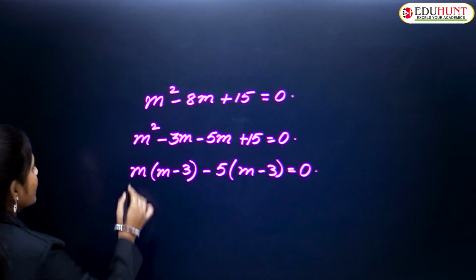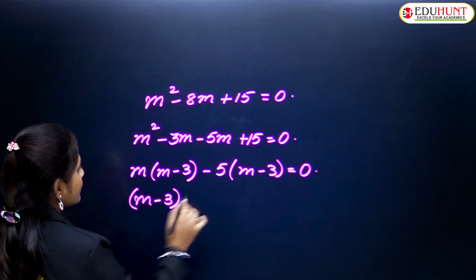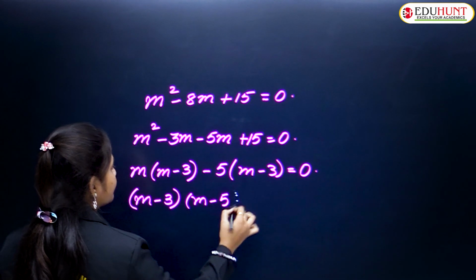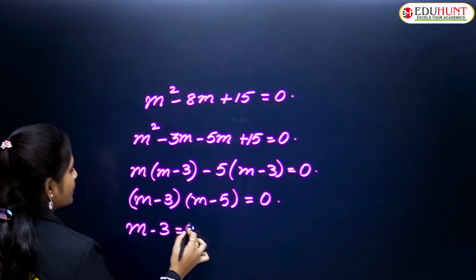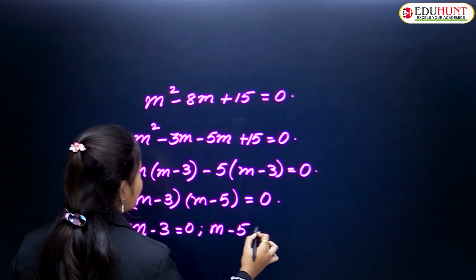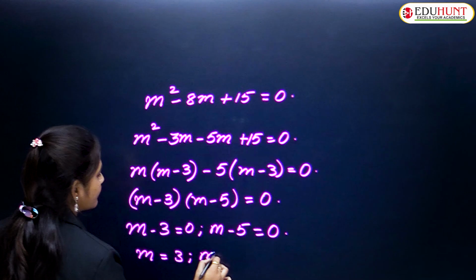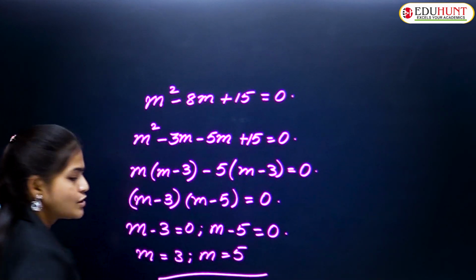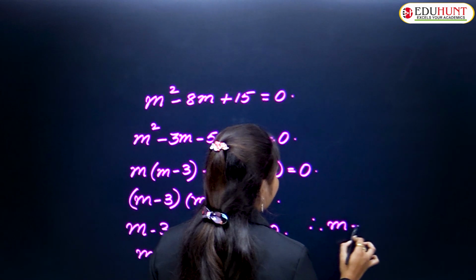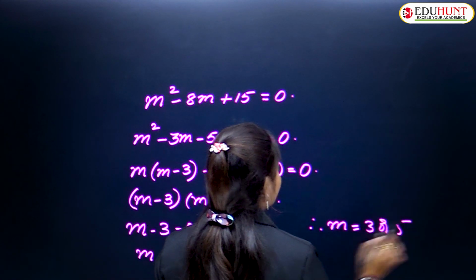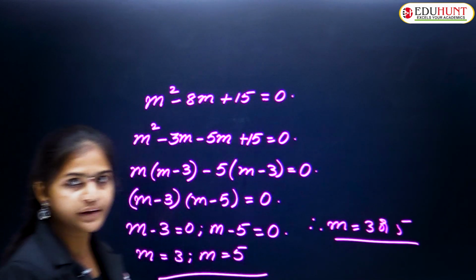Clear? Yes. So taking m minus 3 in common, next m minus 5 is equal to 0. Now m minus 3 is equal to 0, m minus 5 is equal to 0. So from this m is equal to 3, m is equal to 5. So what are the values of m here? Therefore m is equal to 3 or 5. So we can take 3 comma 5.